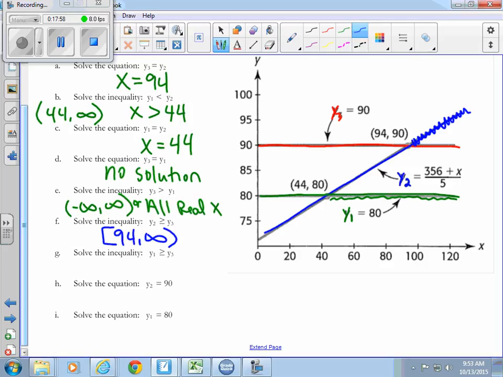Okay, so those of you who just came in, we're solving inequalities graphically. Is this making sense? It's above, it's greater; it's below, it's less than. So the next one, Y1 greater than or equal to Y3. Well, where is Y1? Green one. Where is Y3? The red one, right? So is Y1 bigger than Y3? Is there any time it's bigger than Y3? No. So no solution.